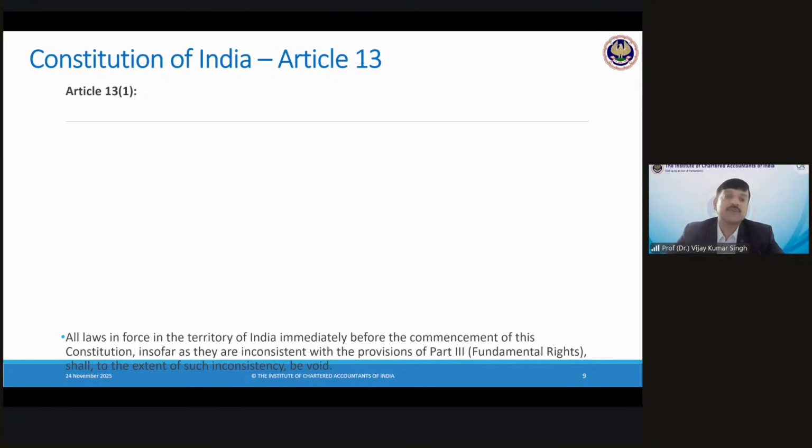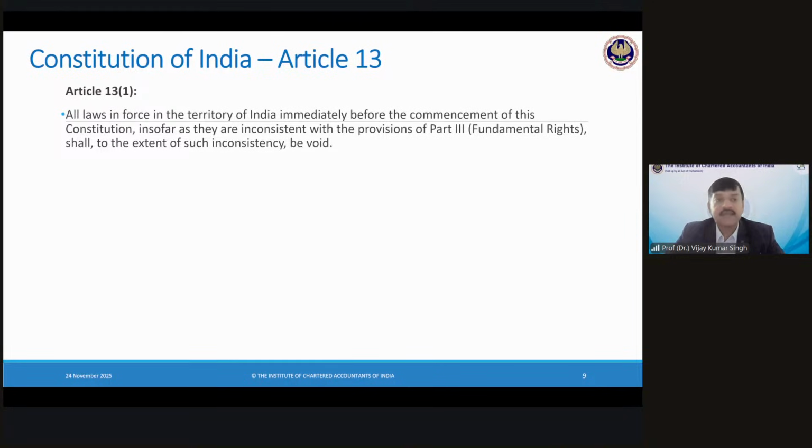Article 13, subclause 1 tells that all laws in force in the territory of India immediately before the commencement of this Constitution, insofar as they are inconsistent with the provisions of Part 3, that is fundamental rights, shall to the extent of such inconsistency be void. So basically, it is trying to say that any law enacted in the country which goes against the principles of fundamental rights is considered to be void.